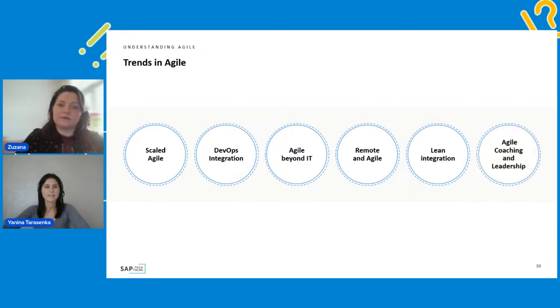And the sixth, last but not least trend, is Agile coaching and leadership. So today, skilled coaches and leaders guide Agile transformations and empower teams.